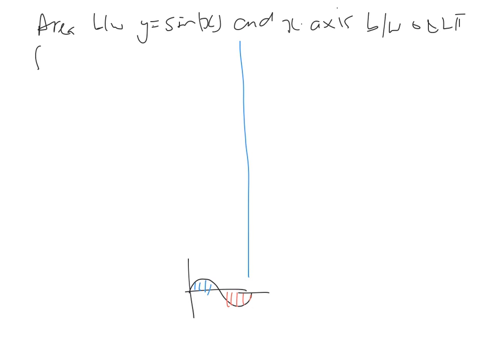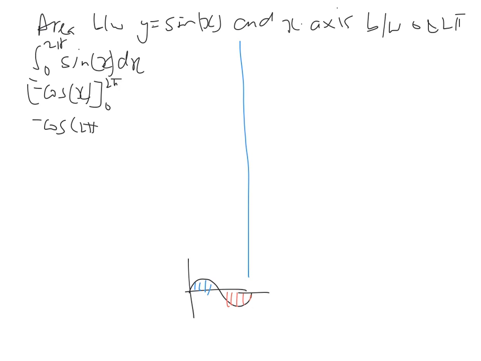So we go between 2 pi and 0 for sine of x with respect to dx. This will become negative cos of x between 2 pi and 0. So we substitute those values in, so we get negative cos 2 pi and minus negative cos of 0. Need a random bracket, so put a square bracket.